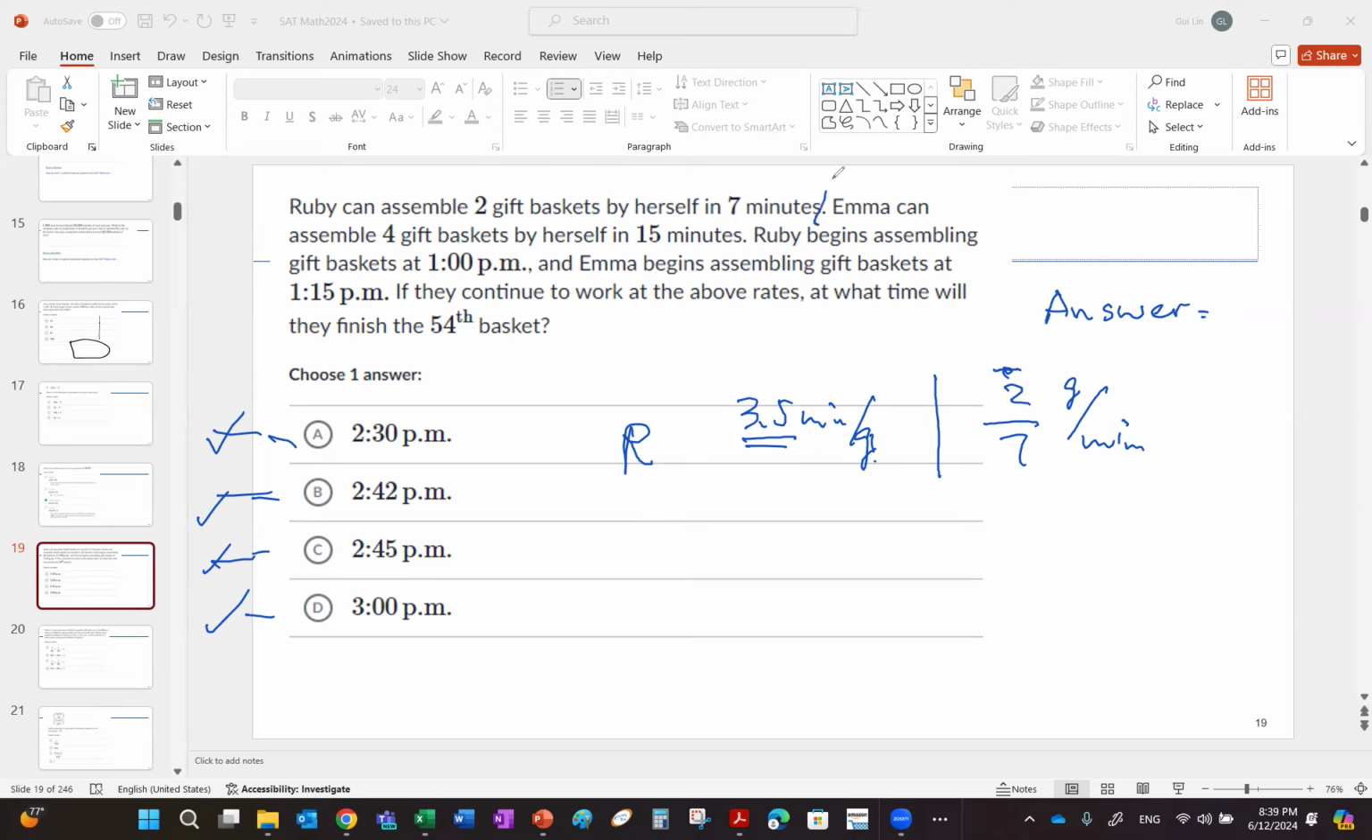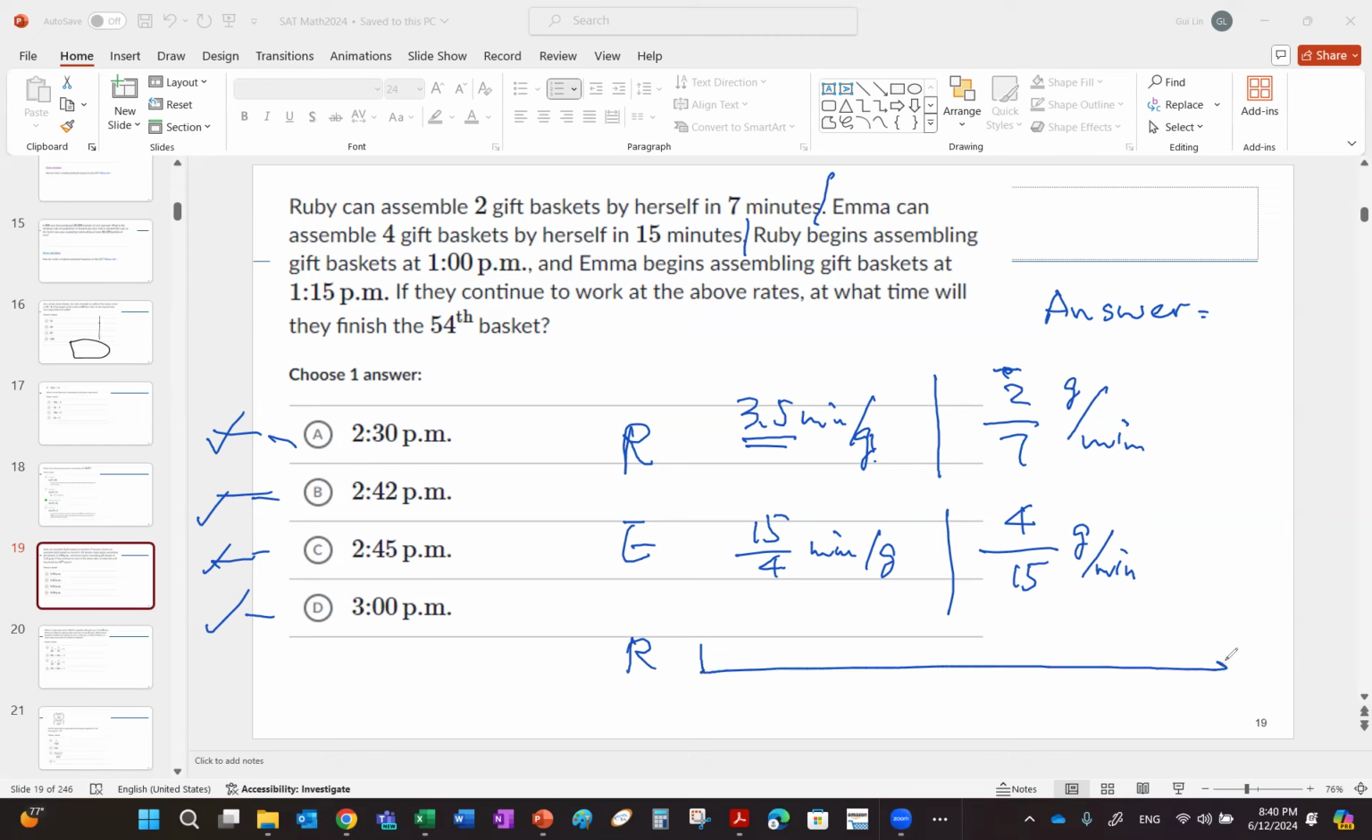So that's the first part. Second, Emma can assemble 4 gifts per 15 minutes. So in minutes, it is 15/4 minutes per gift. Another way to say it is each minute she finishes so much of a gift, right? So we get these kinds of answers from the two questions. And Ruby began assembling gifts at 1 o'clock.